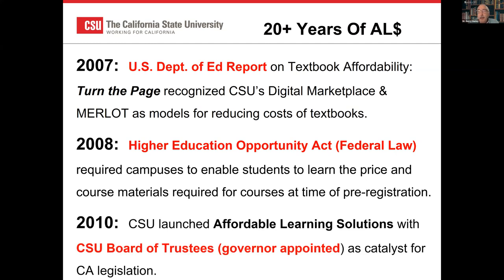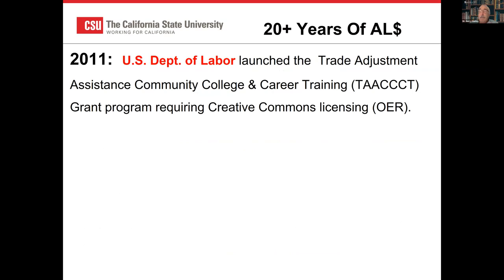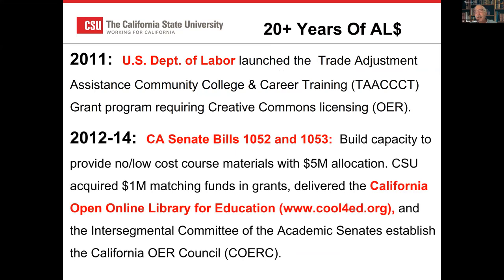And with that priming, in 2010, we launched the Affordable Learning Solutions with the Board of Trustees presentation. That began to establish a program that would lead to ongoing funding from an institutional perspective. And, you know, Charlotte has mentioned the importance of CTE. Just remember 2011, you had the TAC program that really provided Creative Commons licensed material for CTE OER.